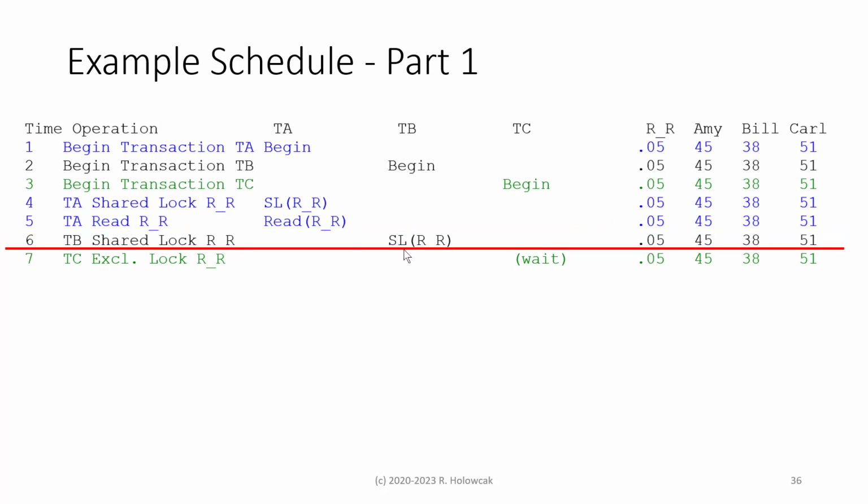Transaction B also asks for a shared lock on raise rate. Why? Because transaction B only needs to read raise rate. And this lock is also granted. Why is this allowed? Because shared locks are compatible with other shared locks. We know that transaction A is just going to read raise rate, and transaction B is only going to read raise rate. Therefore, transactions A and B can share this lock. A gets a shared lock on raise rate, B gets a shared lock on raise rate.